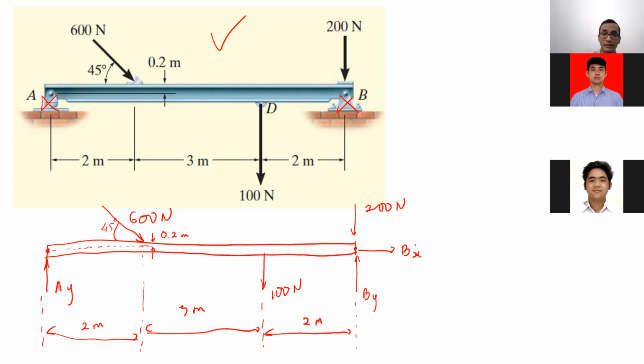So, in the correct free body diagram, you have to include all the forces acting on the system. The known forces, the known values, you're supposed to write down there, like this: 200 Newton, 100 Newton, 600 Newton. But if the force is unknown, you just put it as a variable, like this one. Don't forget to include the dimensions as well.